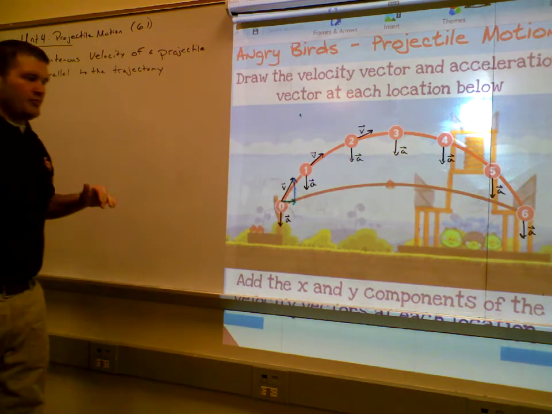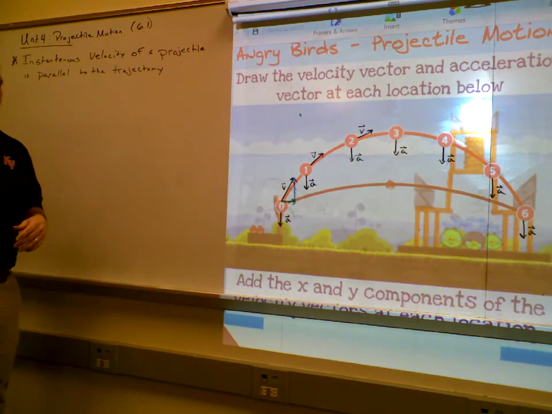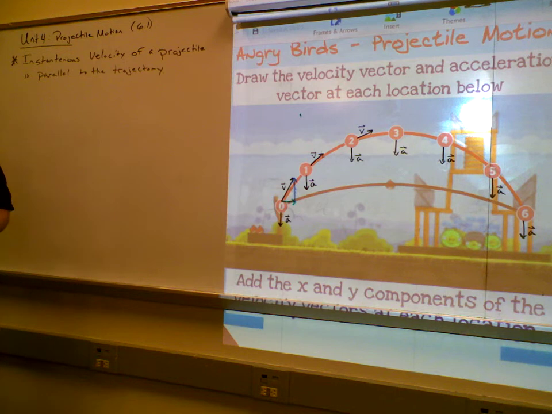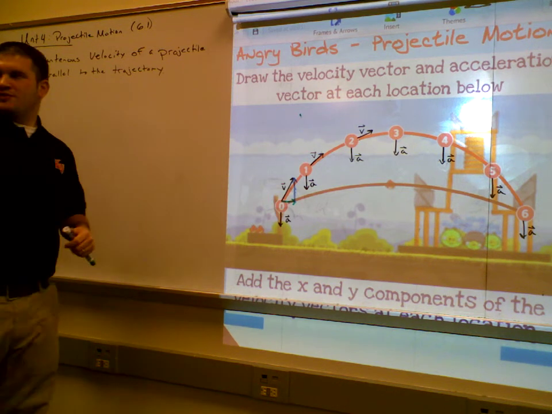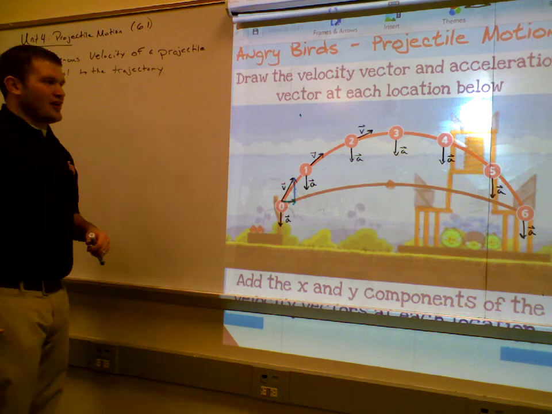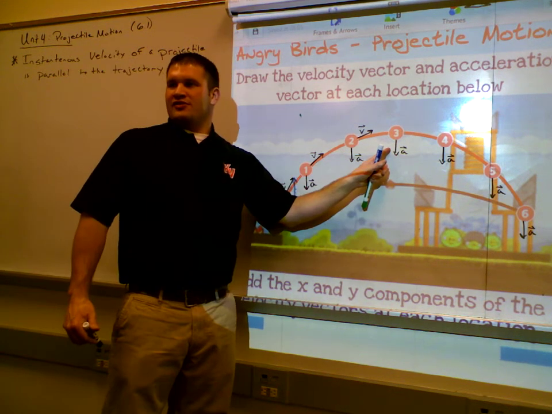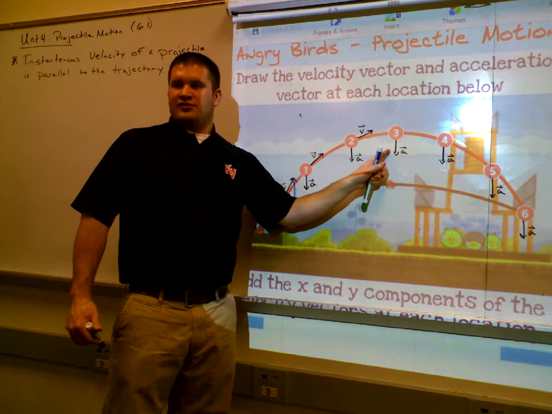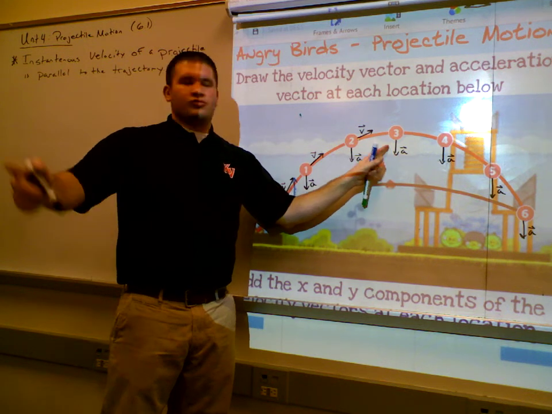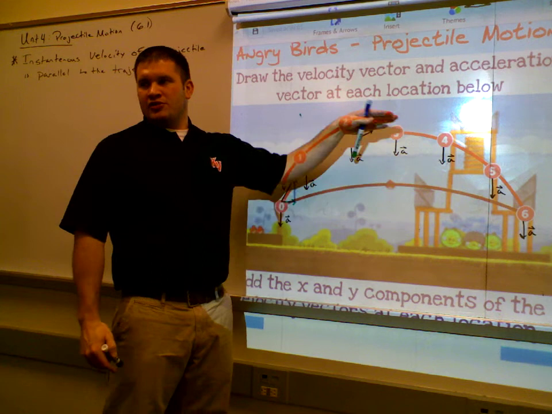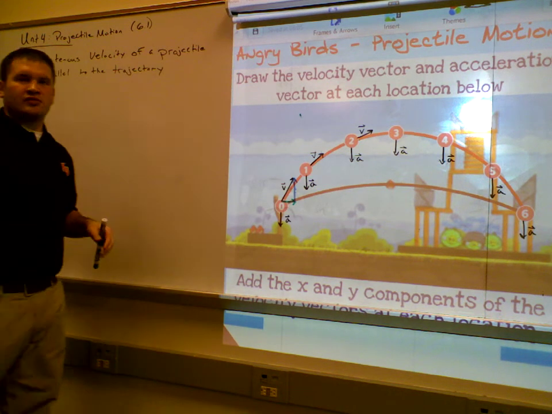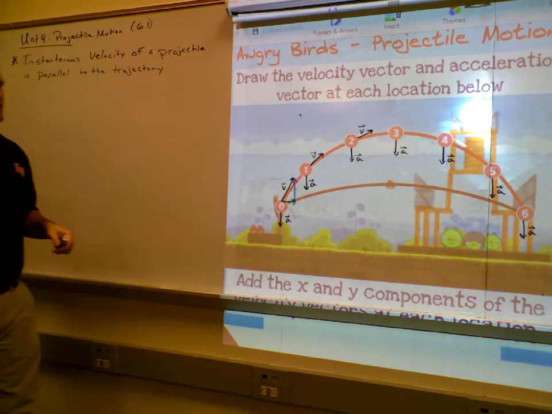Let's do the yellow bird. So it increases between 3 and 4? Mine is different, as long as 3 is at the highest point. No, 4 is at the highest point. Okay, that's fine. So then yours will actually get smaller between 3 and 4. But it hits the thing, so it stops.